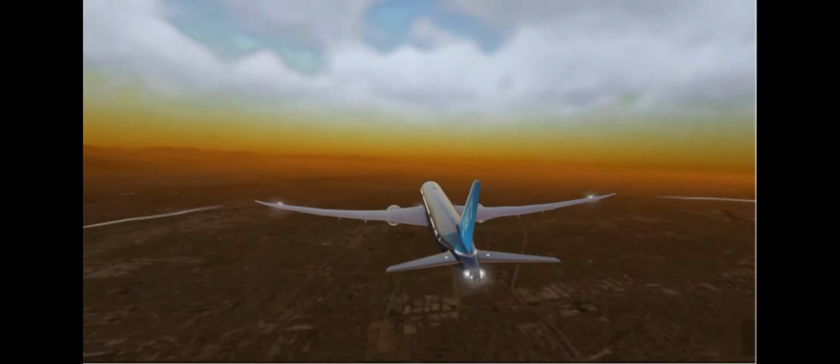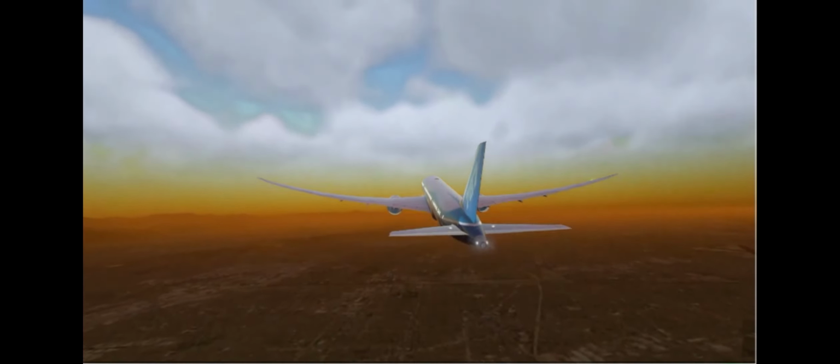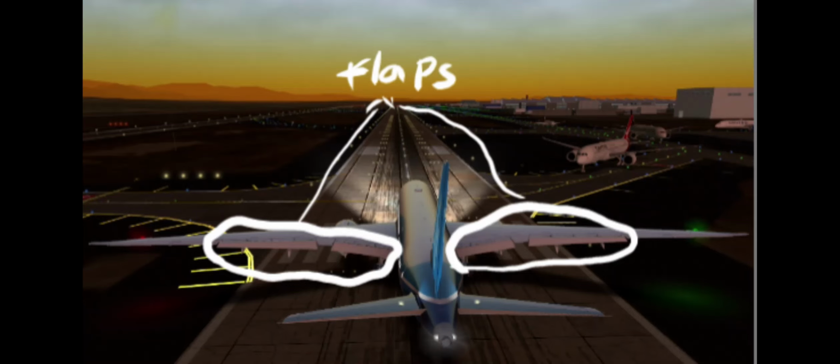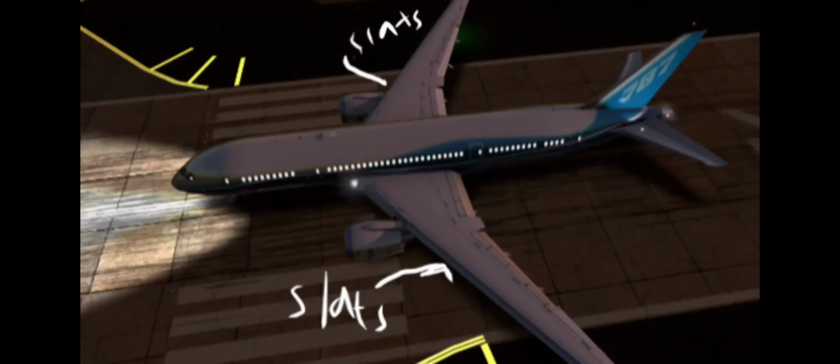The secondary control surfaces include spoilers, flaps, slats, and air brakes. I will soon make a video explaining how both control surfaces work together and explain the functions in detail.